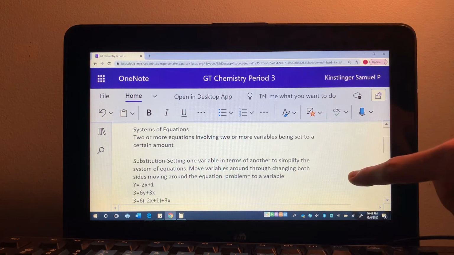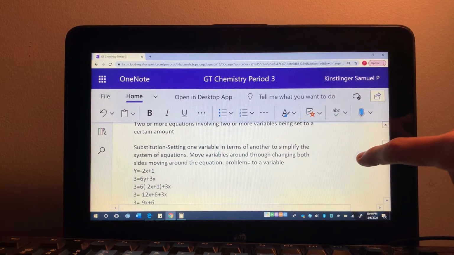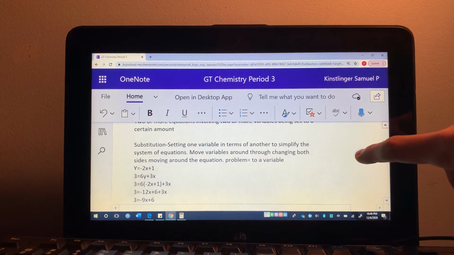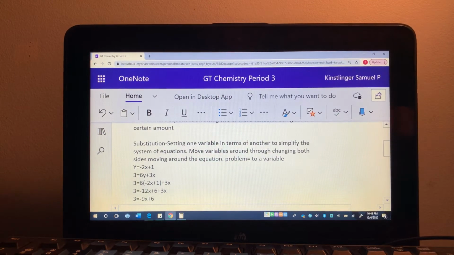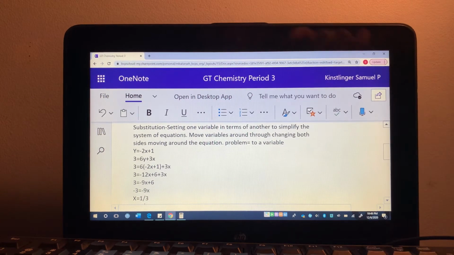I multiply that out to get 3 equals negative 12x plus 6 plus 3x. I add 3x and negative 12x to get 3 equals negative 9x plus 6. And I subtract 6 from both sides to get negative 3 equals negative 9x. I divide both sides by negative 9, and we get x is equal to 1/3.